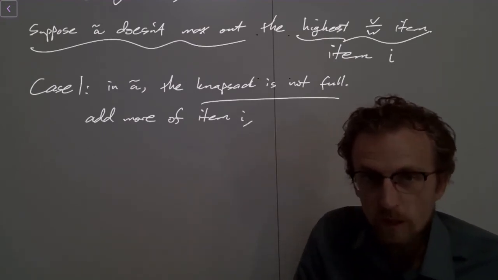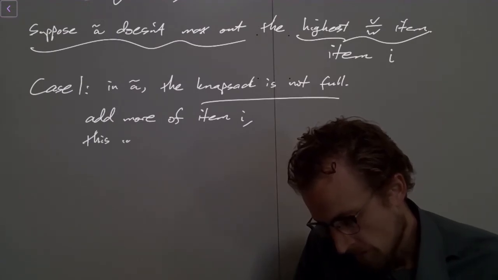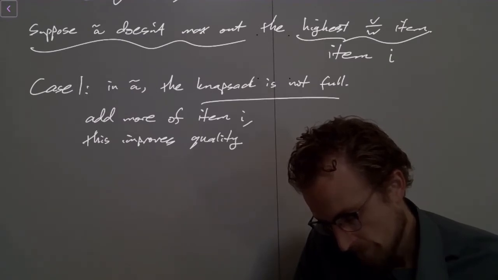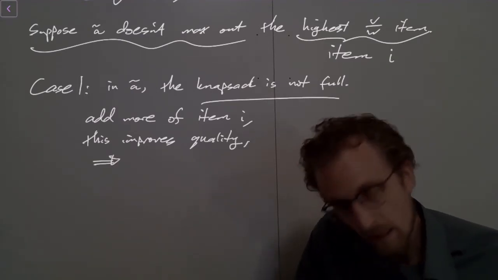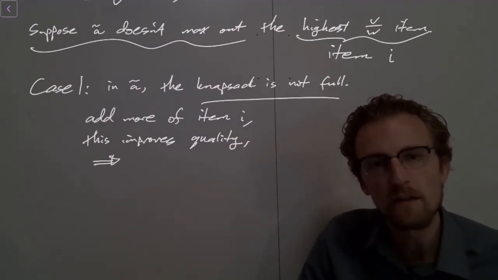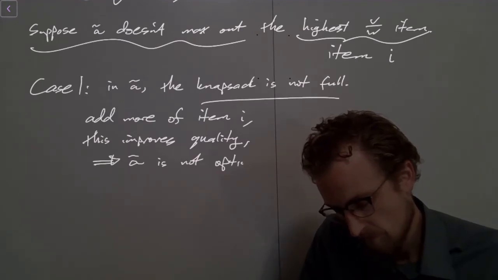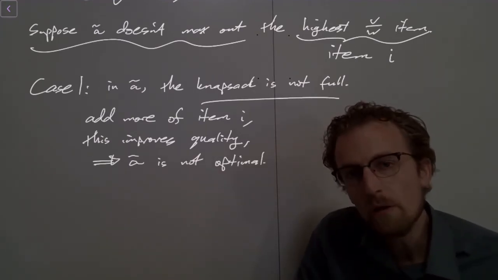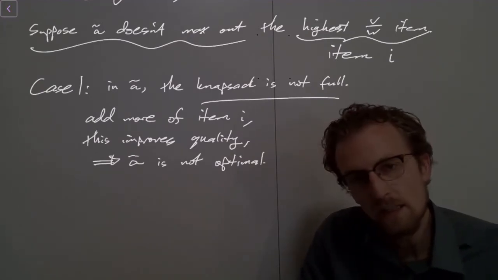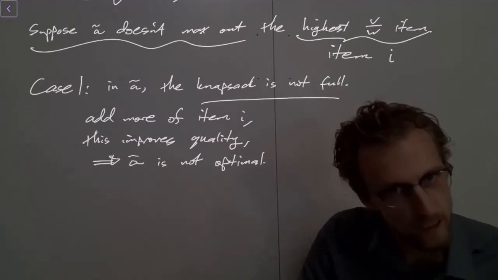And what will this do? This will improve the quality of the solution. Thus, what does that tell us? Well, we've just shown a way that we can do better than A tilde, and that means that A tilde is not optimal. Now notice we didn't show how to make an optimal solution. All we showed is that in this case, if A tilde doesn't contain the first greedy choice, then it's not optimal, which was our original goal.